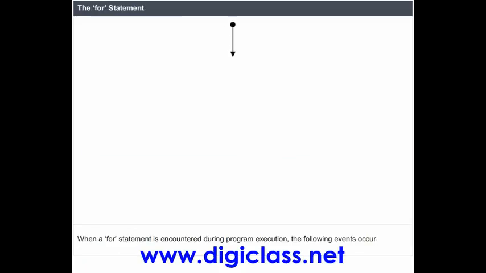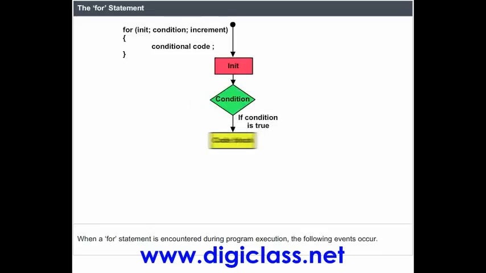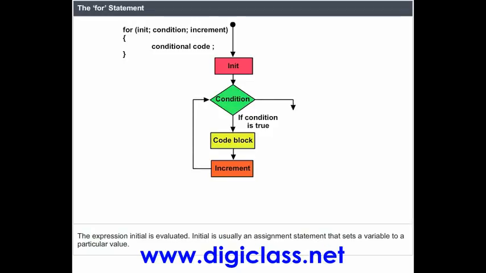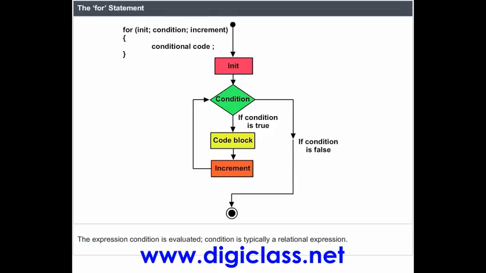The for statement. When a for statement is encountered during program execution, the following events occur. The expression initial is evaluated. Initial is usually an assignment statement that sets a variable to a particular value. The expression condition is evaluated. Condition is typically a relational expression.